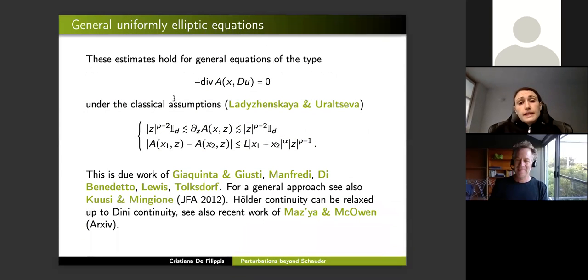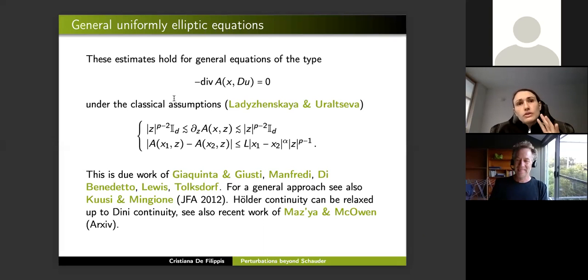Now, analogous consideration holds for more general equations verifying Ladyzhenskaya and Ural'tseva's assumptions. This is work of Giaquinta and Giusti, Manfredi, DiBenedetto, Lewis, Tolksdorf. And it was recently noticed by Cuzzi and Mingione that the regularity of coefficients is strictly related, of course, to what kind of regularity you expect for the gradient, okay?